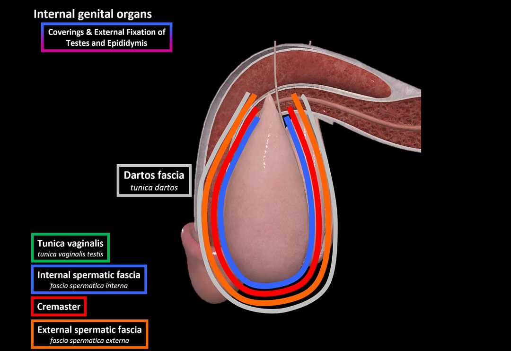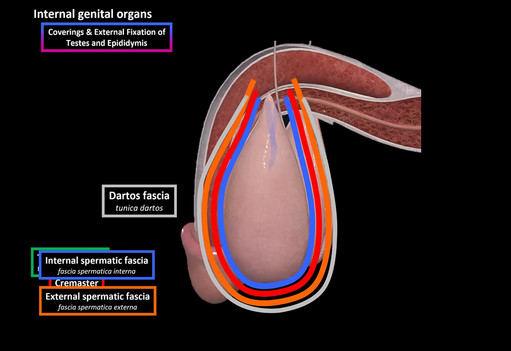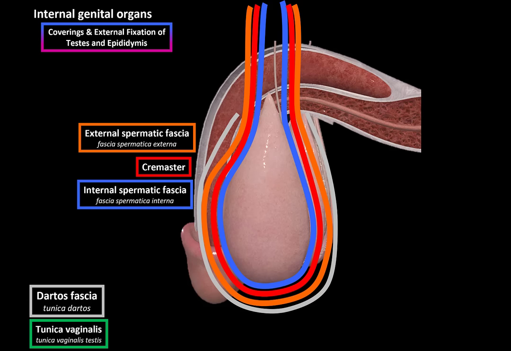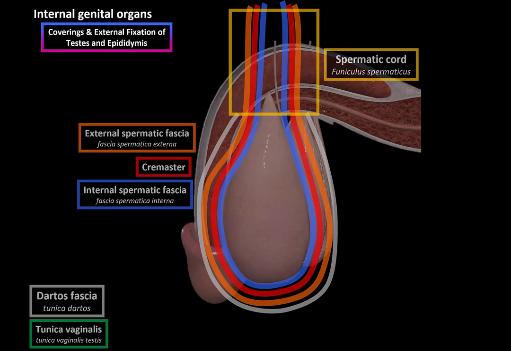But now, these layers, the external spermatic fascia, the cremaster muscle, and the internal spermatic fascia, are going to continue upwards and form the spermatic cord, or funiculus spermaticus. And here, you see a naked testicle covered by the tunica vaginalis.